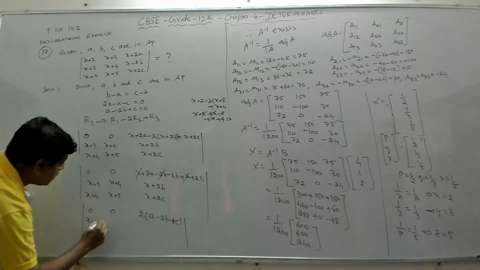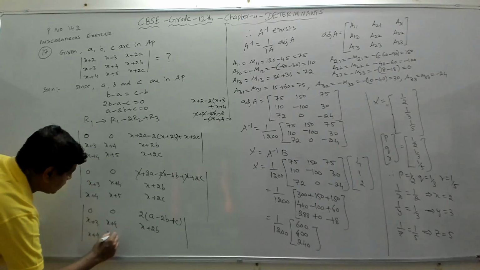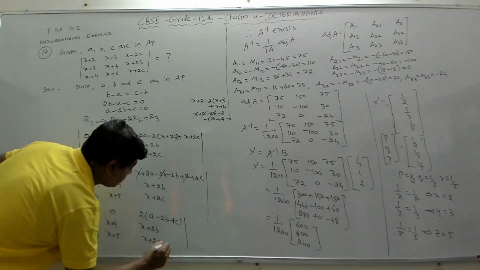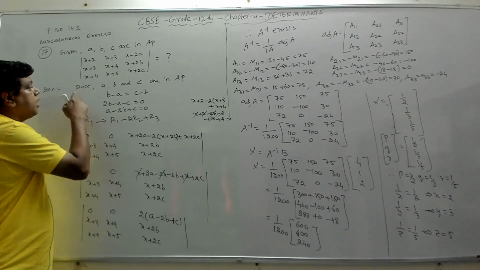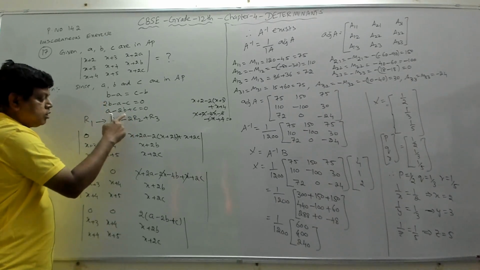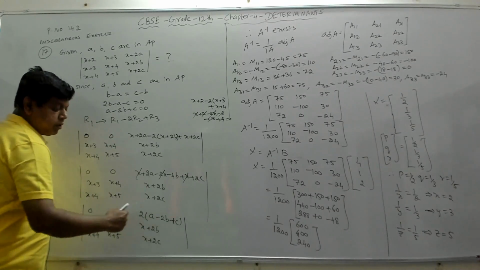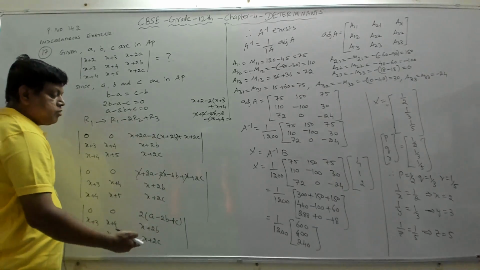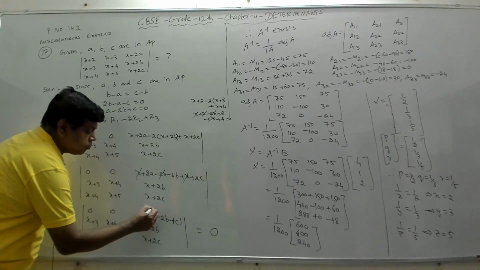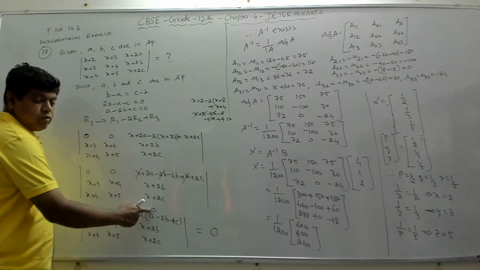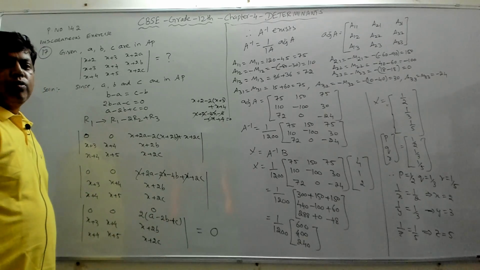So you will have x plus 3, x plus 4, x plus 2b, then x plus 4, x plus 5, x plus 2c, and this value is what? 0, because they are in AP. Since they are in AP, a minus 2b plus c is 0, so 2 into 0 will become 0. Once this becomes 0, the entire row 1 is 0, therefore the value of the determinant is 0. All the elements are 0, so the value of the determinant is 0.